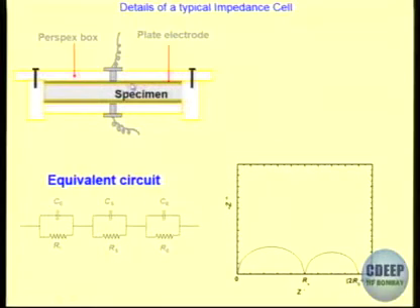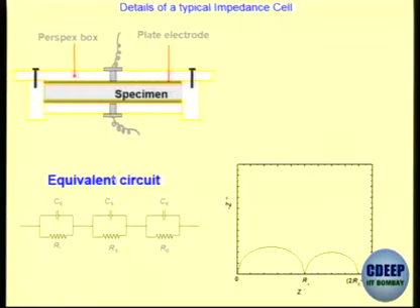Now, just to tell you very quickly what is done, and it may help you in analyzing it further. Suppose I keep a sample sandwiched between the two electrodes, this becomes my specimen. This specimen I am representing as a CRC circuit, and the two electrodes which are sandwiching the specimen are also being depicted as RC circuits.